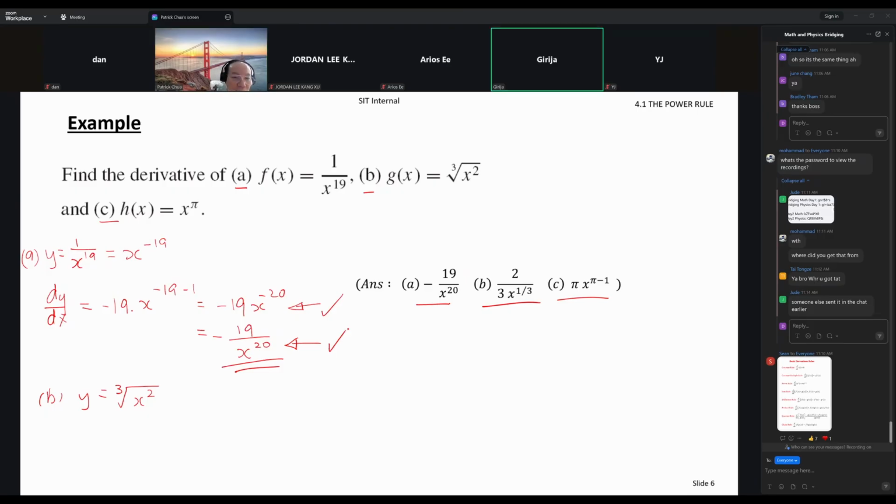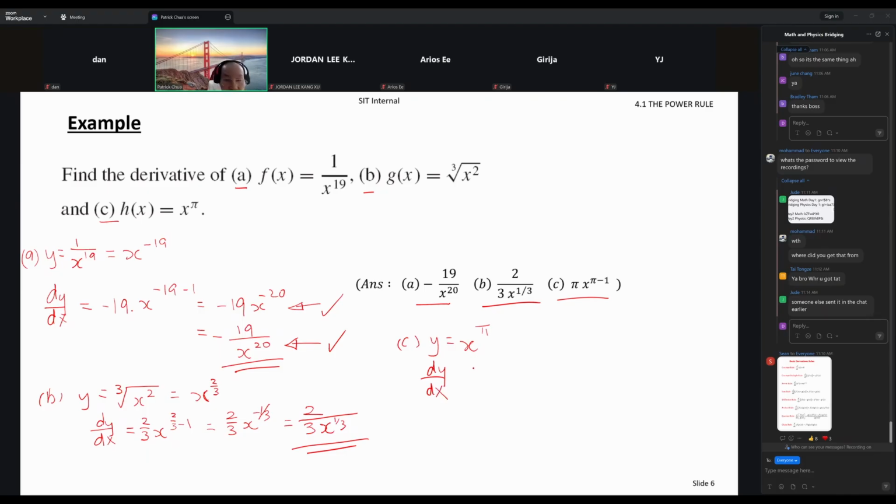All right. So B, y is equal to the cube root of x squared. Okay, so using your indices concept, we learned in the first lesson, this can be rewritten as x to the power of 2 over 3, in the power form. Then next you can differentiate already. Easy, using the power rule straight away. Straightforward. Bring the power to the front times x to the power of the power minus 1.